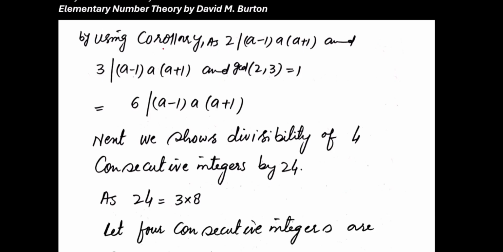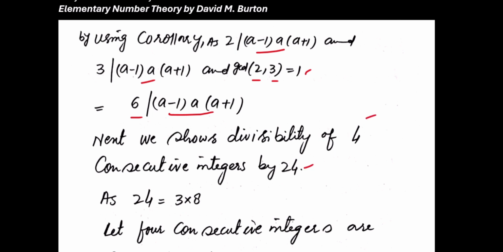So by using the corollary, as 2 divides this product as well as 3 also divides this product, and the GCD of these two numbers 2 and 3 is equal to 1, so by using theorem 2.4, 6 divides the product of 3 consecutive integers. Next, we show the divisibility of 4 consecutive integers by 24.